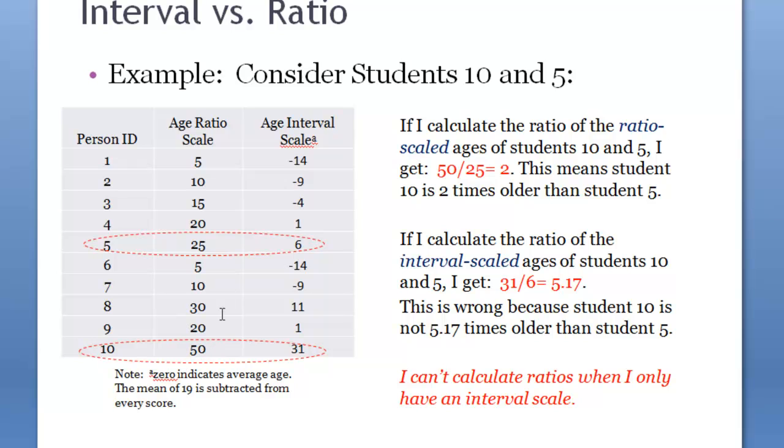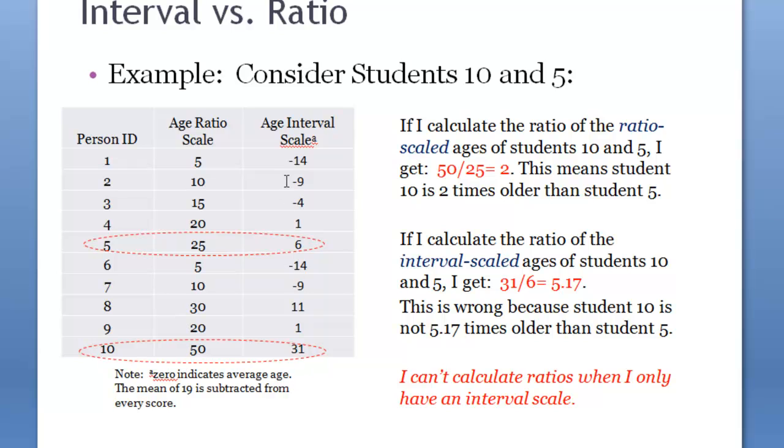But we can turn it into an interval scale, based on the average of all the ages of all the people. So, for example, 14 years younger than the average, 9 years younger than the average, 4 years younger than the average, 1 year older than the average, 6 years older, 14 years younger, 19 years younger, 11 years older, 1 year older, 31 years older than the average.